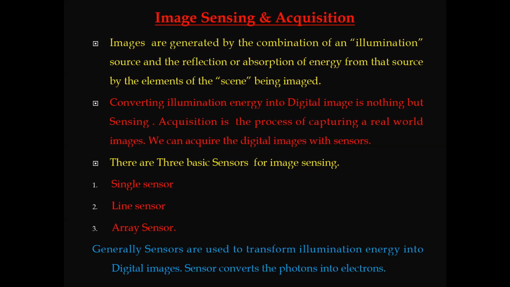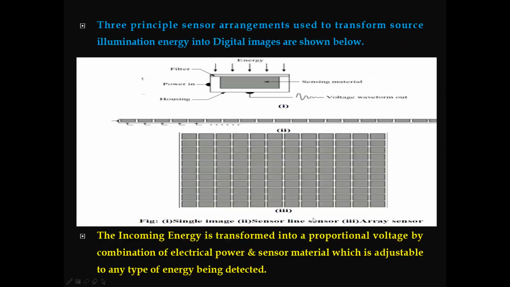There are three basic sensors for image sensing: one is called a single sensor, then line sensors, and an array of sensors. Generally, sensors are used to transform the illumination energy into digital images. Now, this is the sensor we have. Three principal sensor arrangements are used to transform the source illumination energy into a digital image.